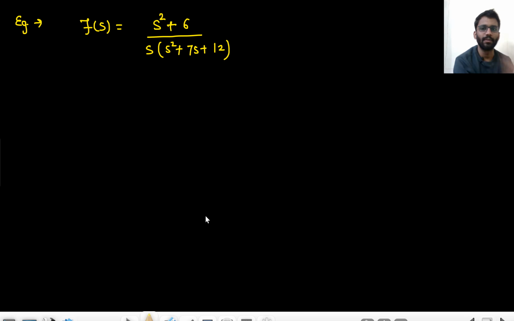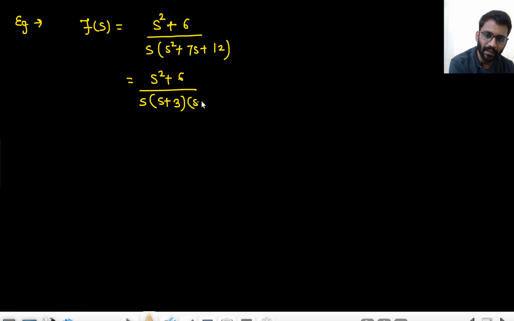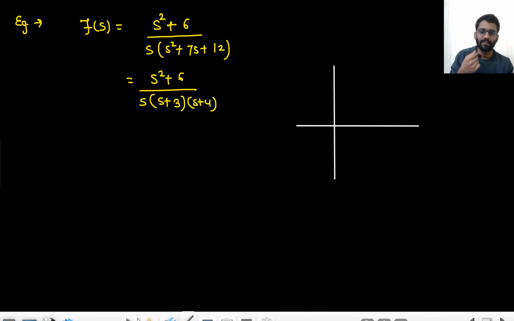What example shall I take? Let me think. So this is the example. We can write f of s as s upon s plus 3 s plus 4. If you make the pole zero diagram, this is sigma, this is j omega. One pole will be at 0, one will be at minus 3, one will be at minus 4.